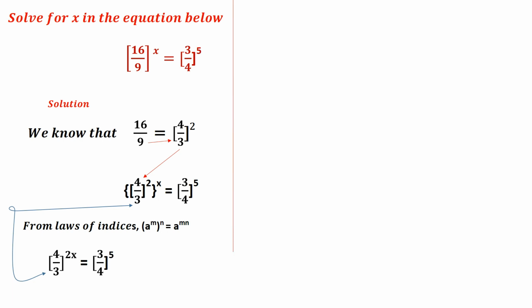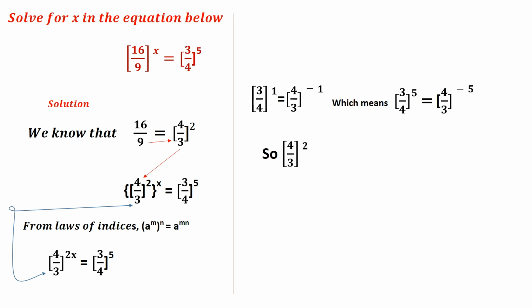Now, we already know (3/4)^1 can actually be written as (4/3)^(-1). You just flip the numerator to become the denominator and the denominator to become the numerator. But the power now changes to be negative 1. So when we look at our right hand side, (3/4)^5 can be written as (4/3)^(-5). So we rewrite our expression to become (4/3)^(2x) is equal to (4/3)^(-5).